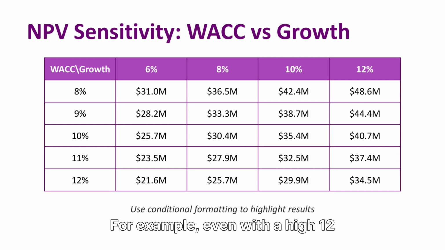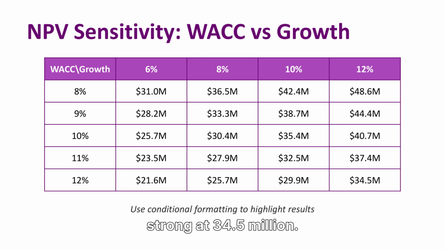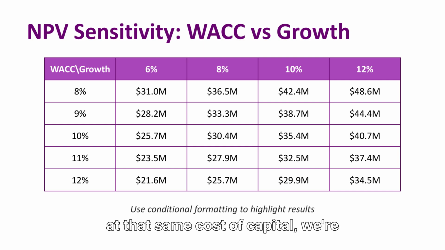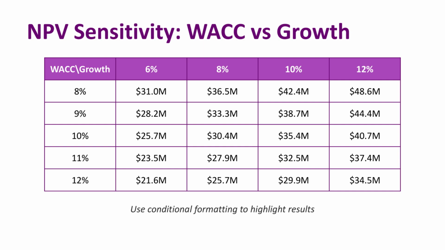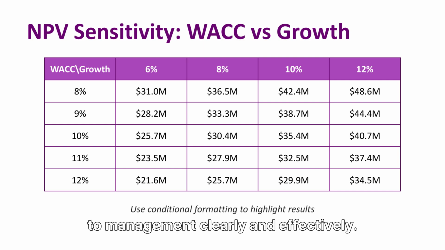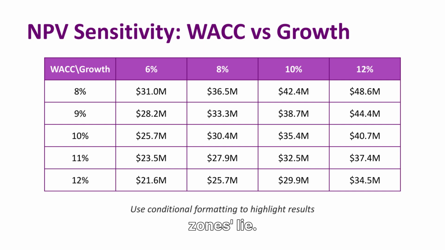For example, even with a high 12% cost of capital, if we can achieve 12% growth, our NPV remains strong at $34.5 million. However, if growth falls to 6% at that same cost of capital, we're in trouble. This visual transparency helps you communicate risks to management clearly and effectively. It shows them exactly where the danger zones lie.